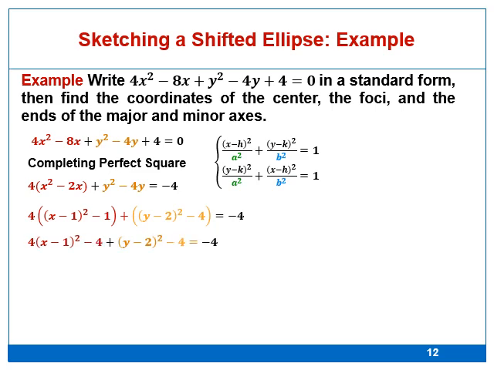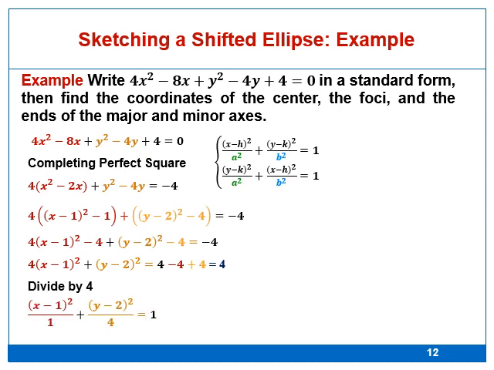Then we'll distribute the 4 over this bracket. It will be 4 multiplied by x minus 1 all squared minus 1, plus y minus 2 all squared minus 4. Then we'll move all the numbers to the right-hand side. They will add up to 4. Finally, we'll divide by 4 to have an equation like this, which is a standard form equation that's shifted to 1 and 2. So this is an ellipse that has a center 1 and 2.